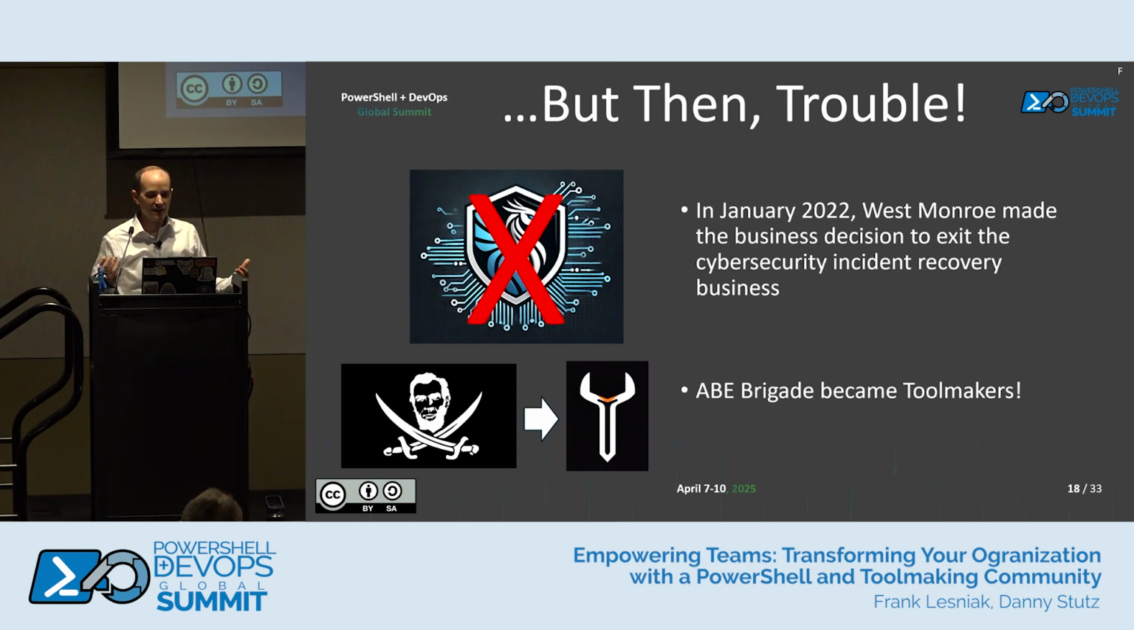Well, we can't. So we took a step back and we're like, how about we just pivot to working on tools in general? There's plenty of other things we could work on and keep making progress. So we decided to rebrand ABE Brigade as Toolmakers and make it more general purpose. So that's how Toolmakers started.